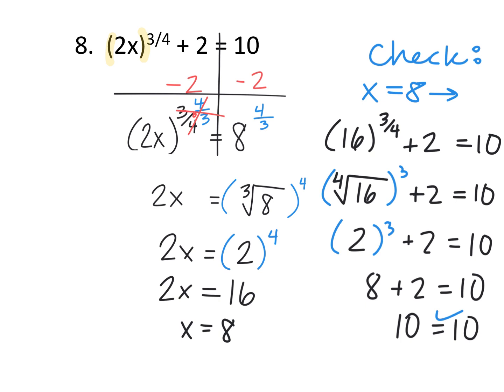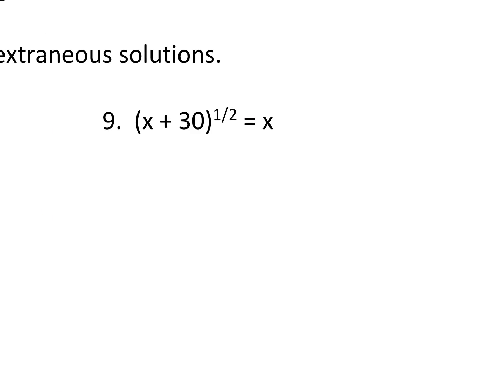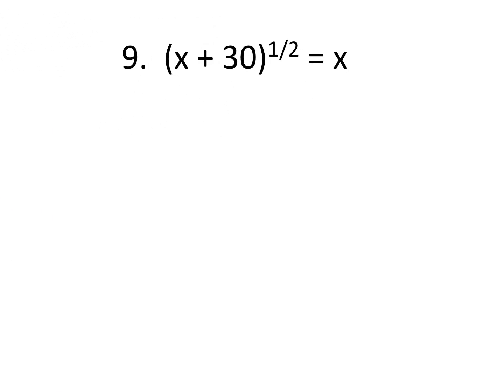So we're going to continue. Let's see. This one worked. We're going to move on to number 9. Number 9 is your expression with the rational exponent isolated. It is. So we're going to go ahead and undo the rational exponent.